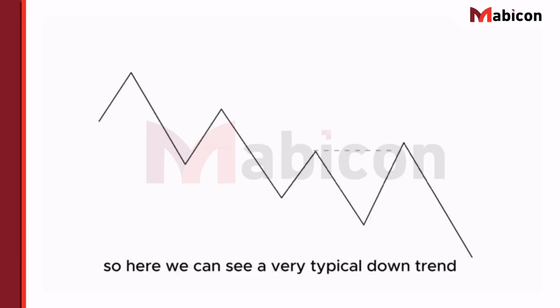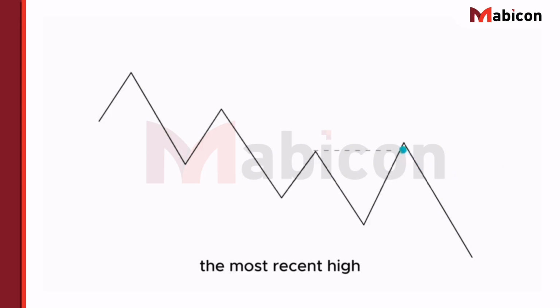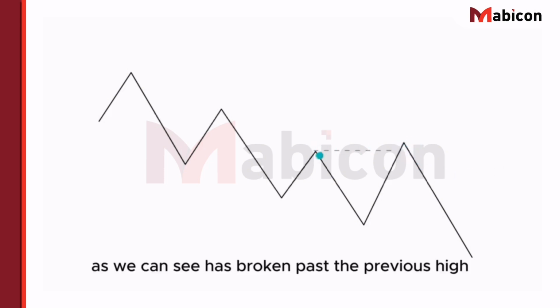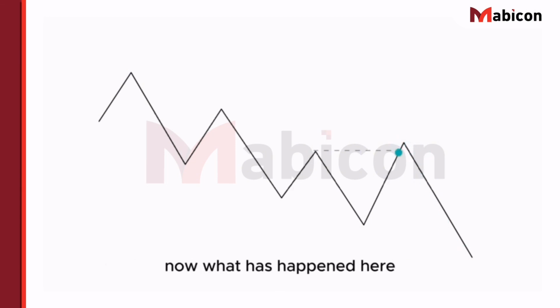Liquidity and inducement. Very typical downtrend. We can see we are making lower lows and lower highs. The most recent high, as we can see, has broken past the previous high. And once it's broken past that previous high, we can see we've had a further push down. Now what has happened here is quite simply a liquidity grab.